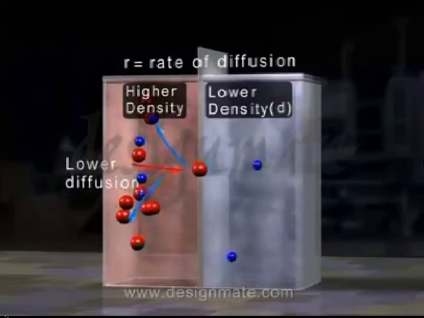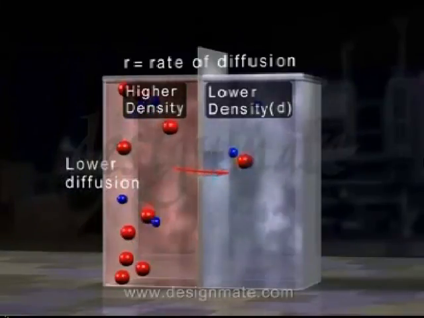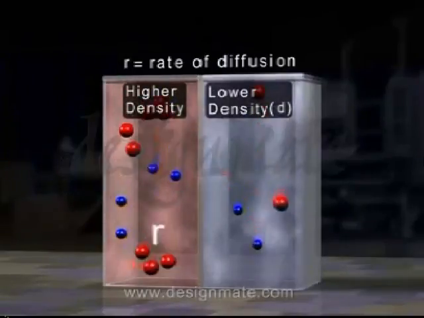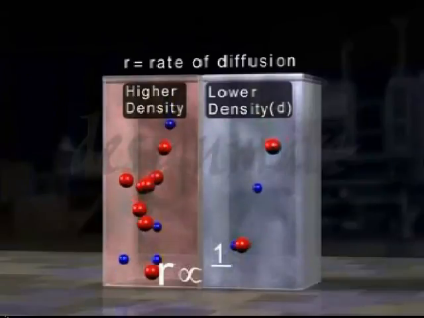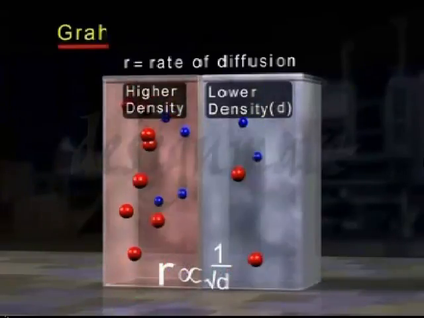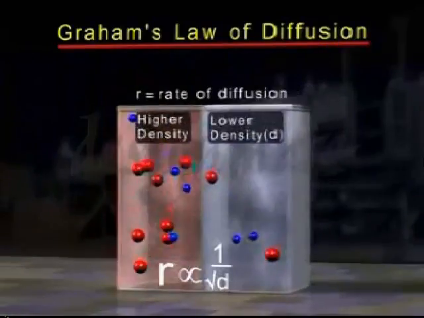If the rate of diffusion of a gas is R and its density is D, therefore R is proportional to 1 upon square root of D. This relation is known as the Graham's law of diffusion.